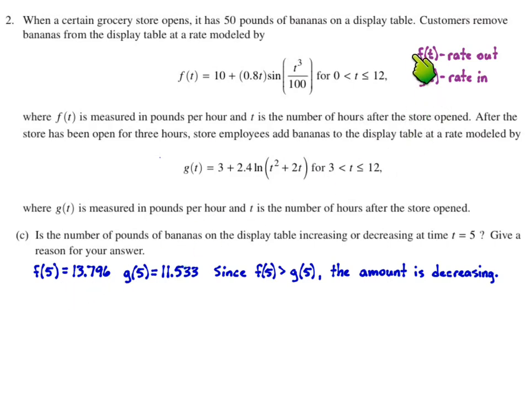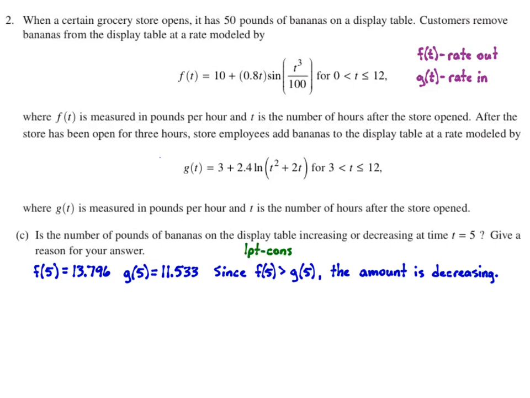Now, another way of saying this is we could have said g of t minus f of t is the overall rate, because this represents the rate in minus the rate out. If that overall rate is negative, that means the amount is decreasing. And if that overall rate is positive, then the amount is increasing. Well, we can see that if I said g of 5 minus f of 5, we would get a negative number, so we could say the amount is decreasing based on that as well. That's just another way of doing it.